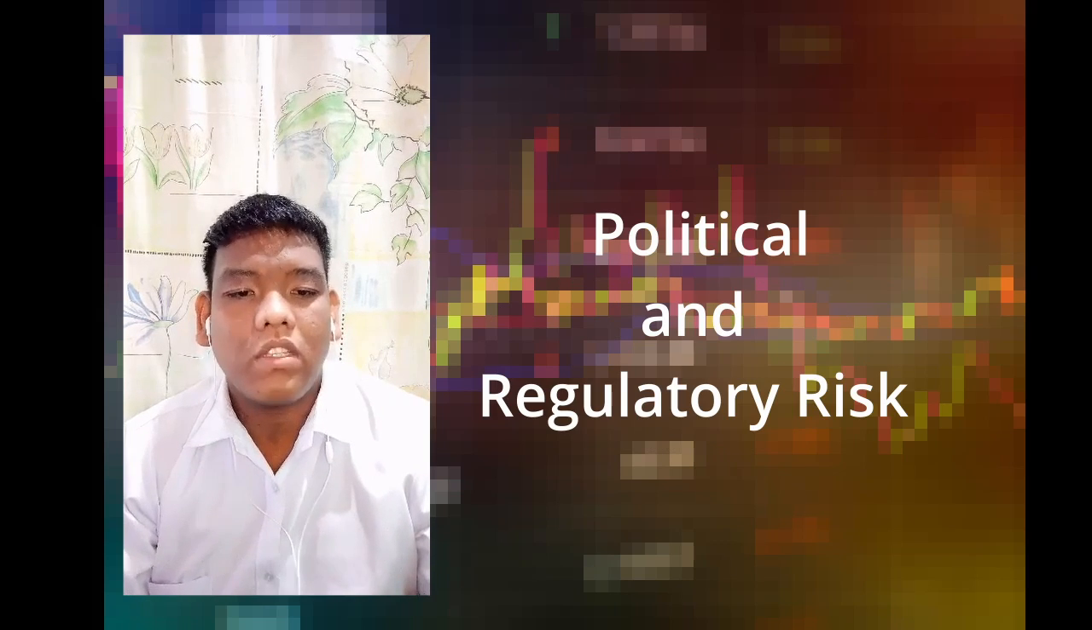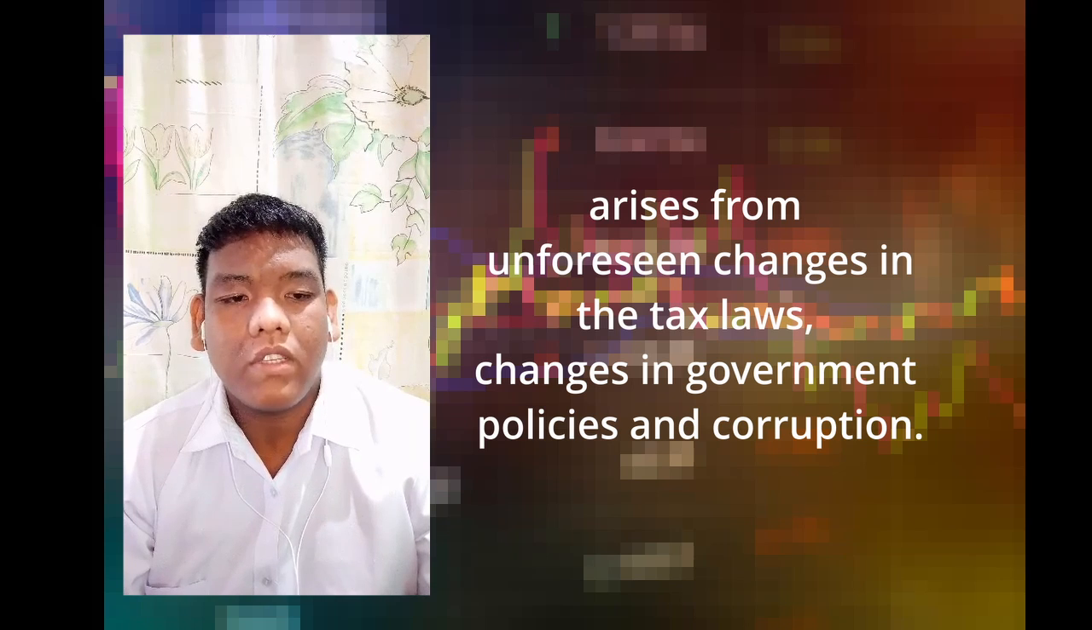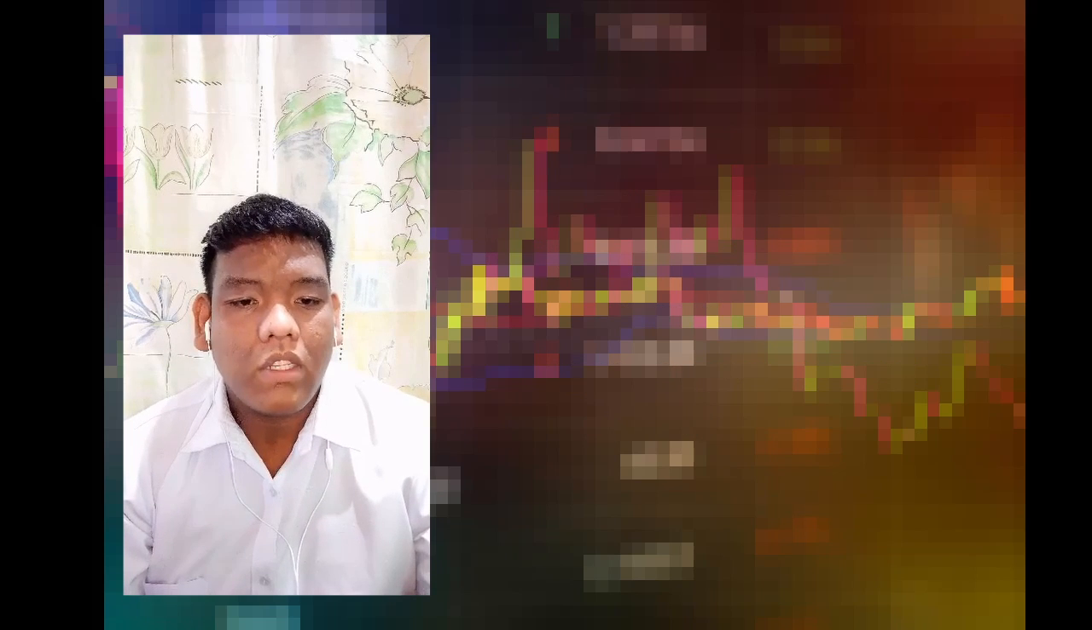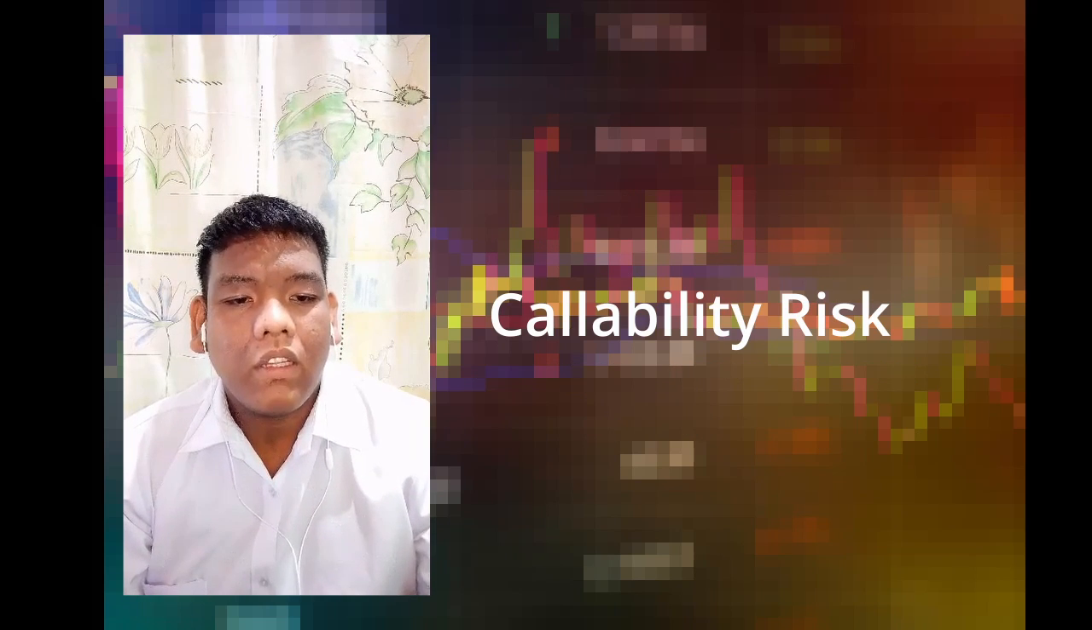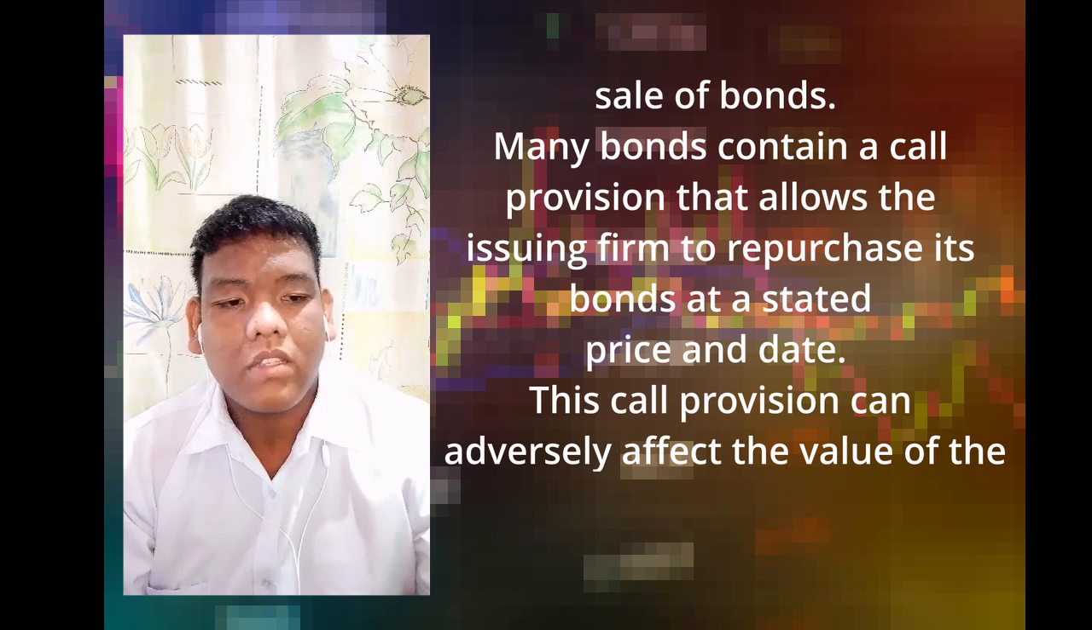The third one is the political and regulatory risk. It arises from unforeseen changes in tax laws, changes in government policies, and corruption. The fourth one is the callability risk. This risk arises from the variability in return caused by the forced sales of bonds.